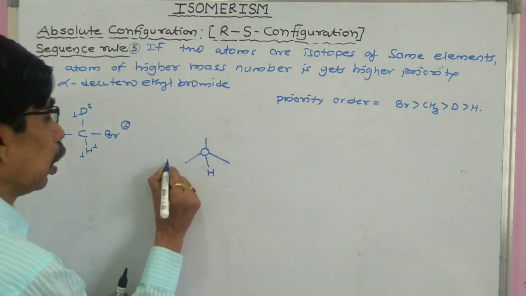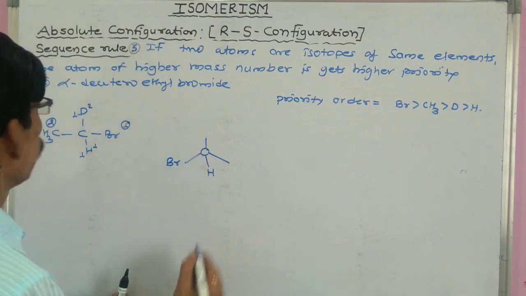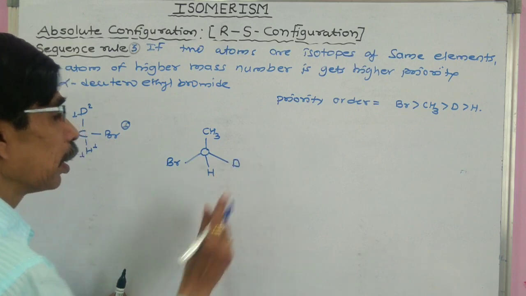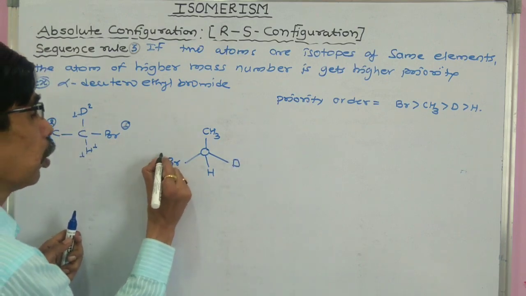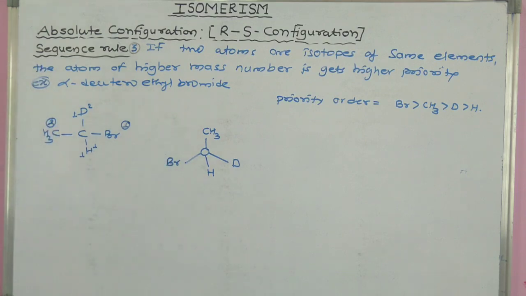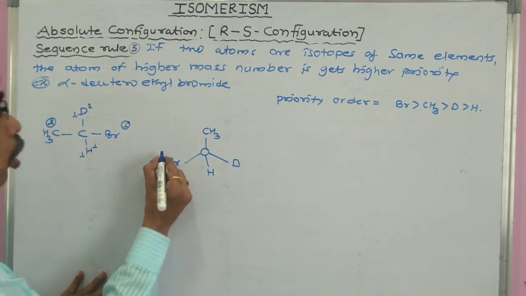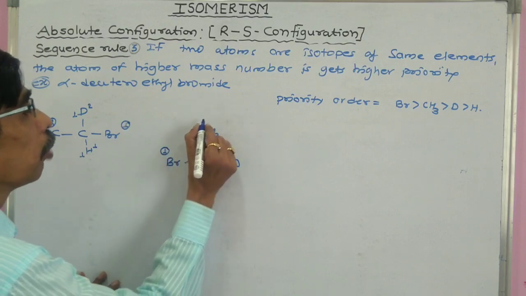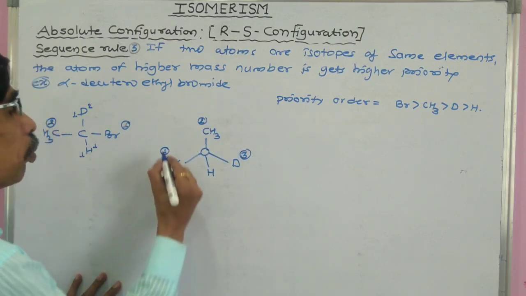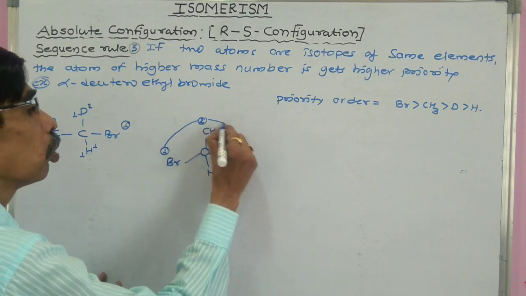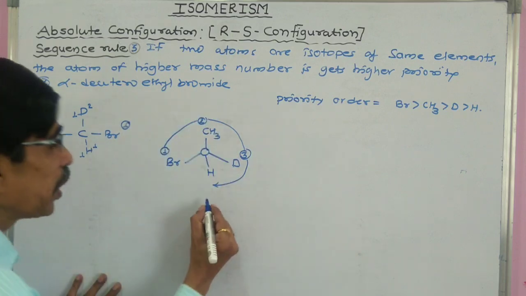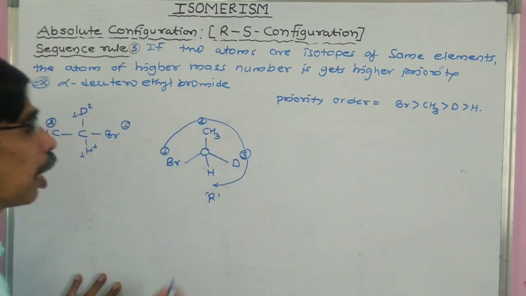So now this is the Br, this CH3, and this D. Number 1 goes to Br, number 2 to CH3, number 3 to deuterium. So we can travel from 1 to 2, 2 to 3, and 3 to 4. So we get this clockwise direction. Therefore, this configuration is R.